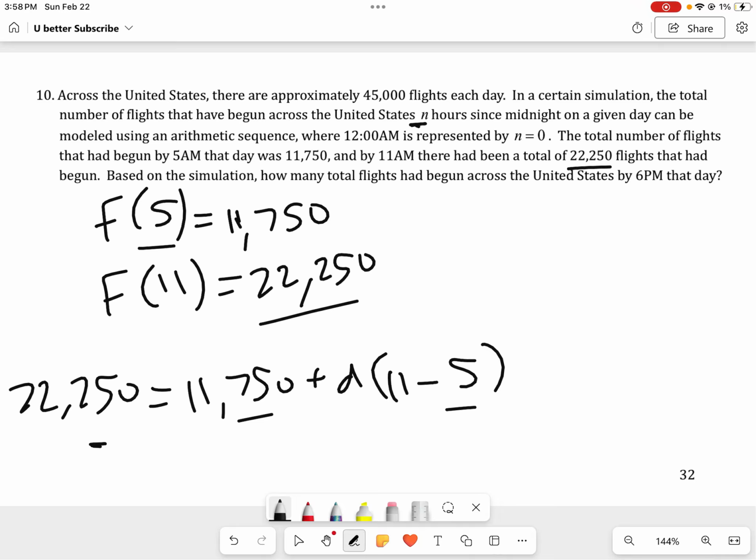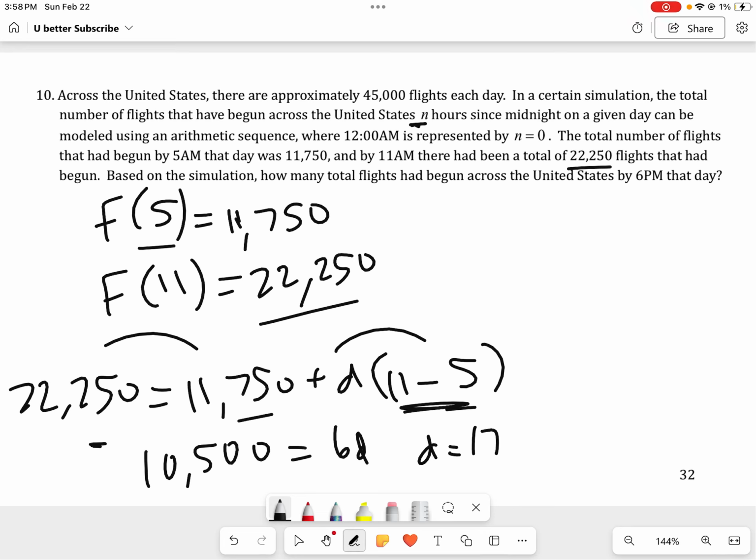So you simplify that out, subtract this side, and it's going to give you 10,500 equals 6d, because 11 minus 5 is 6. Okay, and then you divide that, and you get that your common difference is 1,750. And I want you to know how many total flights have been done by 6 p.m.